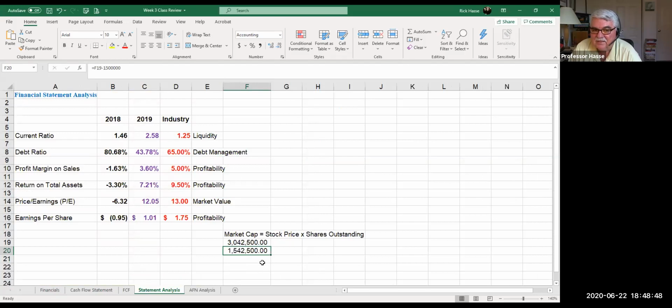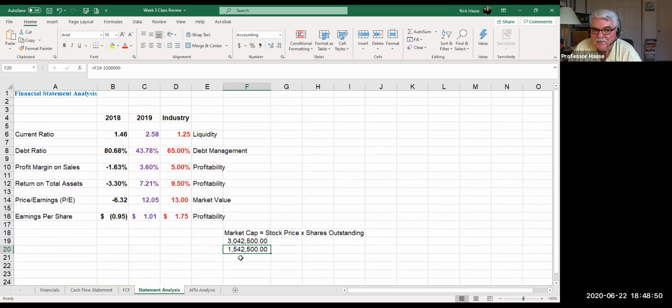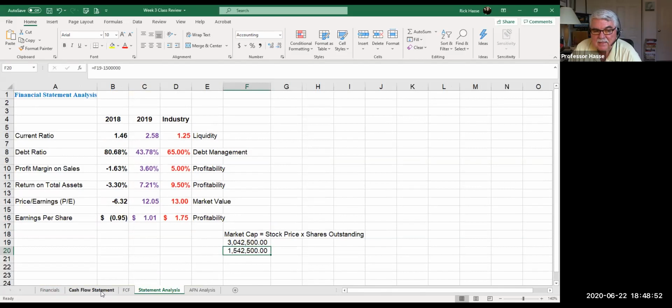Looks like the market has this company pretty well pegged. But we'll talk more about that next week. But statement analysis is taking a look at key ratios and looking for trends, looking for comparisons to the industry.